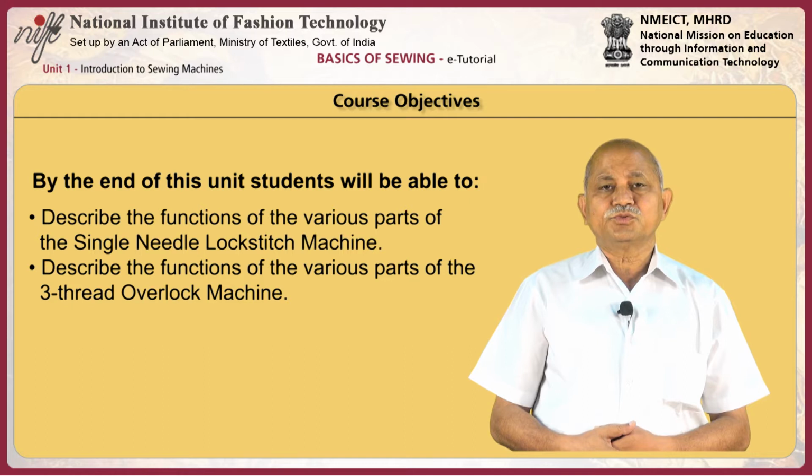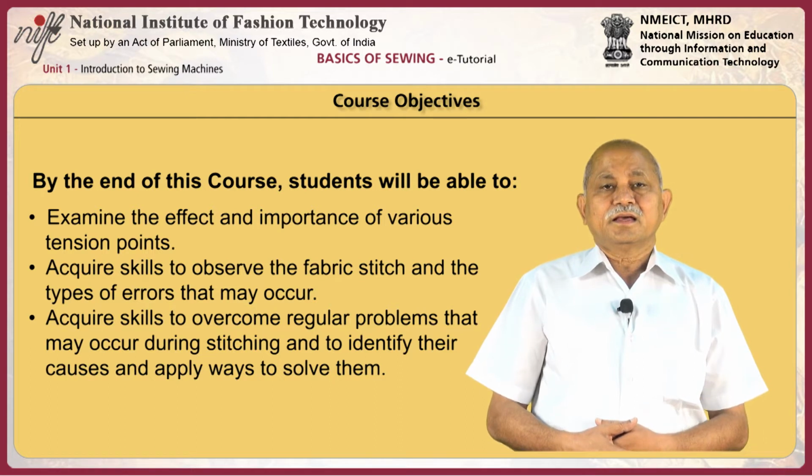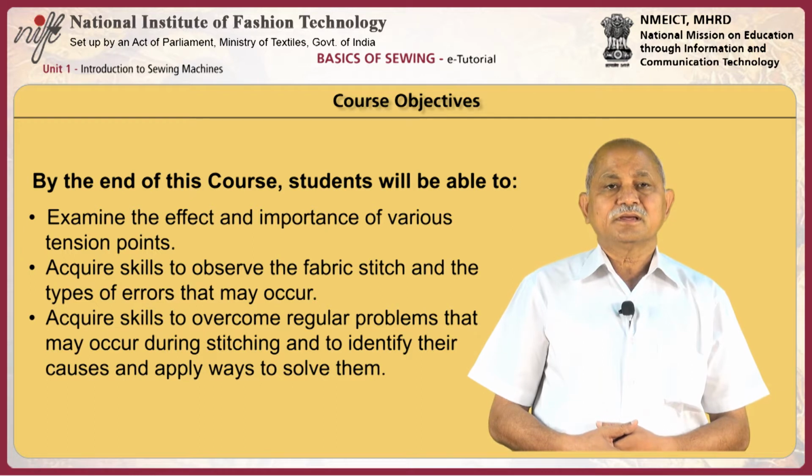acquire the skill needed to fill the bobbin and threads and to handle the bobbin and bobbin case and install them in the machine, examine the effect and importance of various tension parts, acquire a skill to handle machines and to observe the fabric stitch look and type of error that may occur, acquire a skill to overcome regular problems that may occur during stitching and to provide a sound knowledge of their causes and identify ways to solve them.